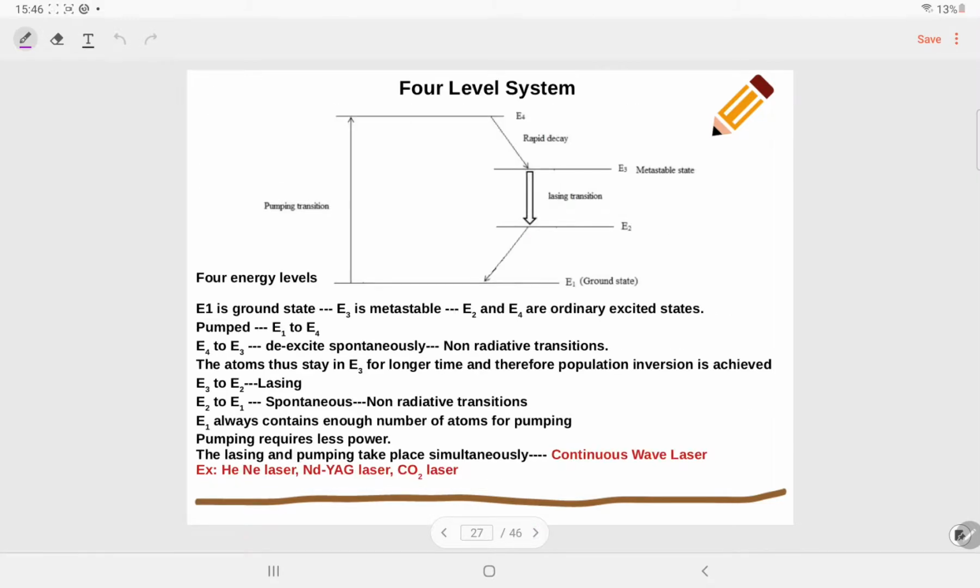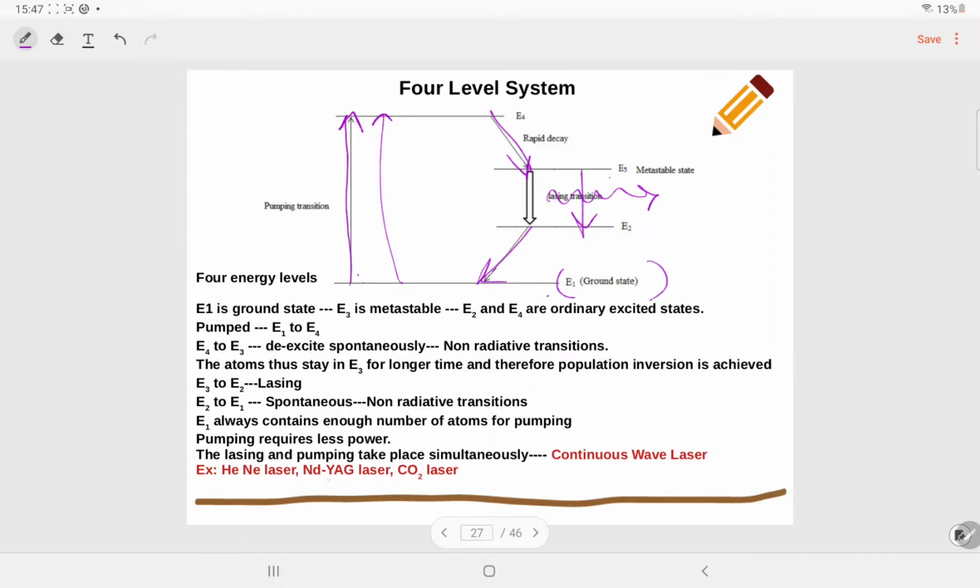Another is the four level scheme. Initially, with the help of the pumping transition, E1, the ground state, goes directly to the E4 state, while E4 to E3 is a rapid decay and it comes to the E3 state. From E3 to E2 the lasing action takes place, where it emits energy, and that is our laser, and again E2 comes to the ground state. Therefore four levels are involved here, so this system is called the four level laser.